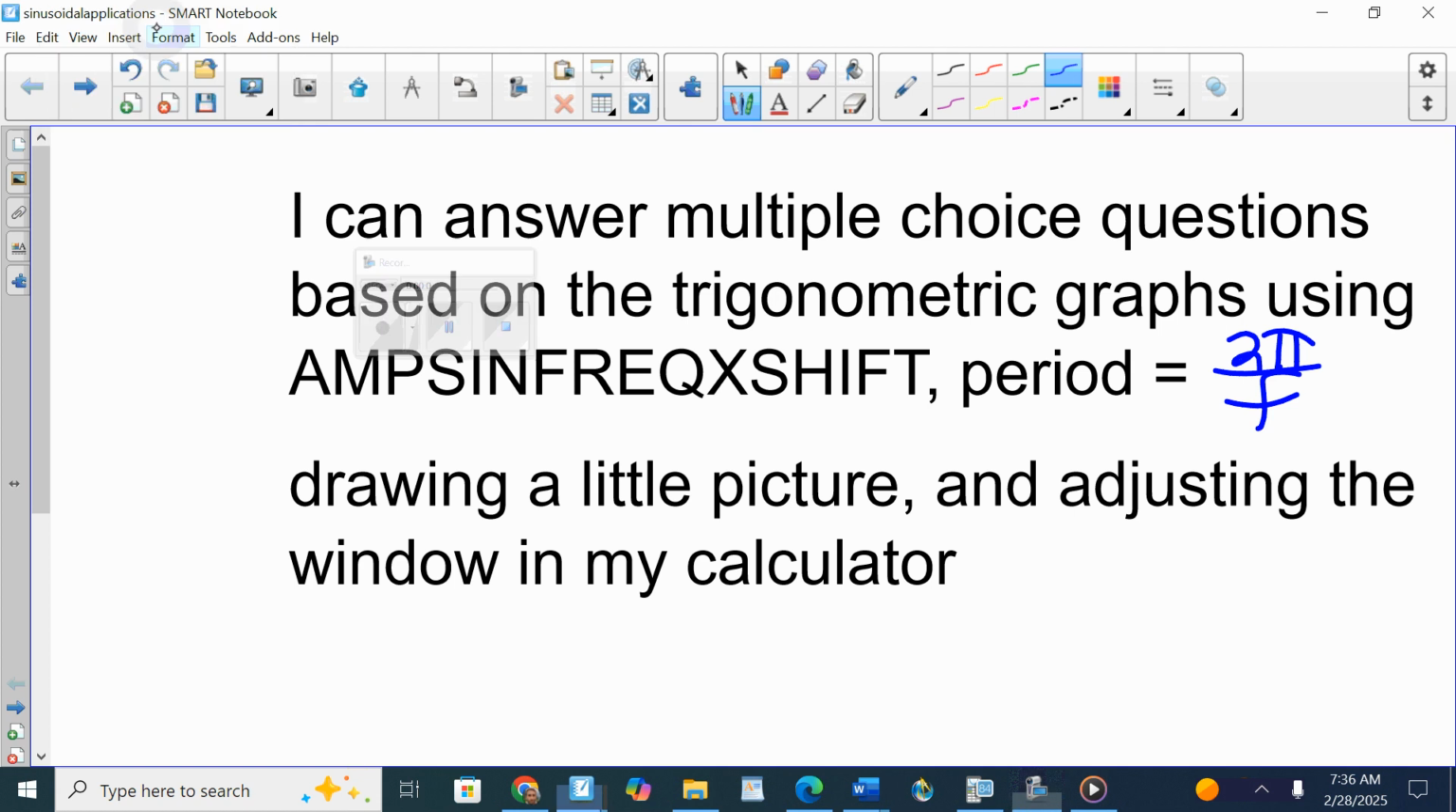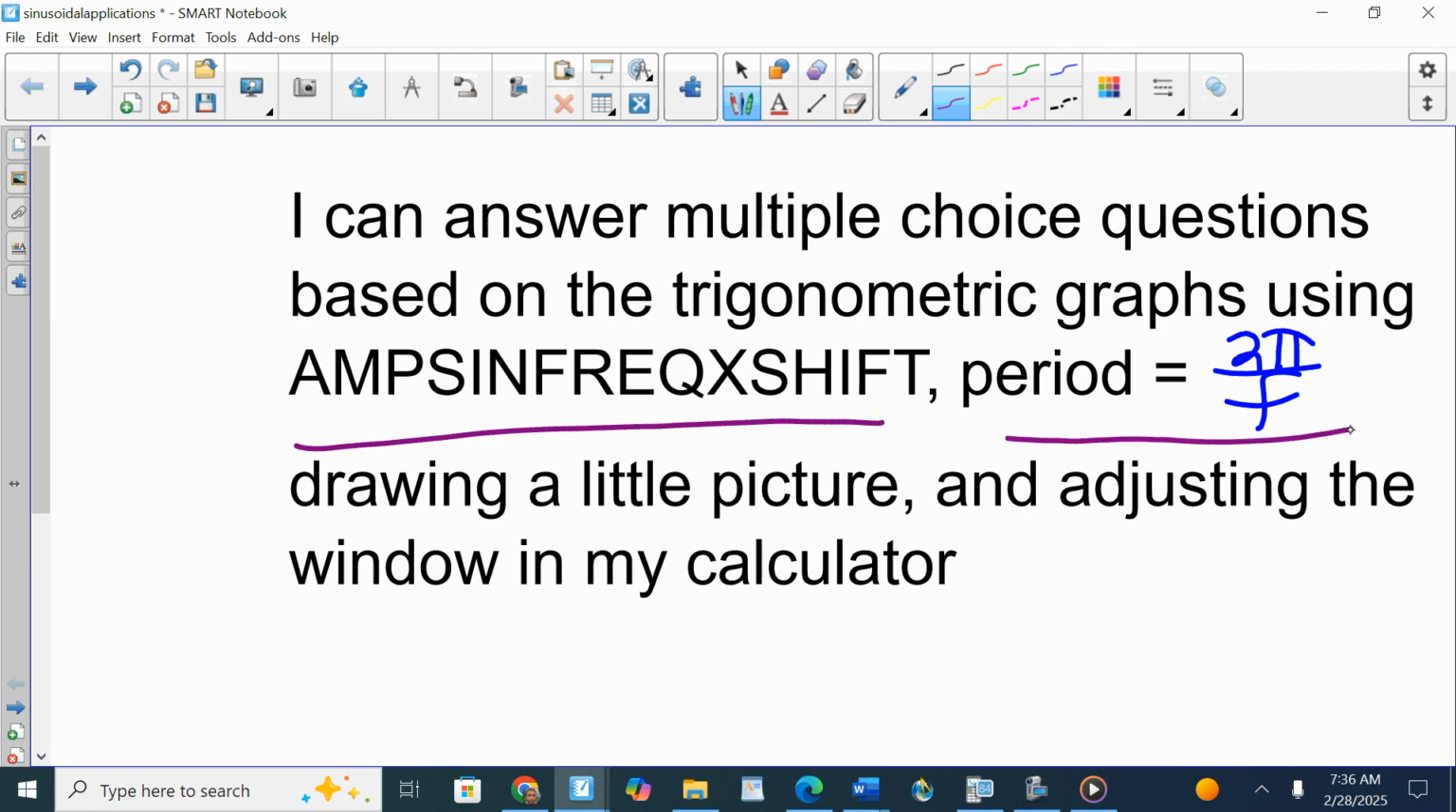Hello everybody. Now that we learned how to graph trig functions and write trig functions, now I can answer multiple choice questions based on trig graphs using amplitude, sine, frequency, shift, period equals 2 pi over the frequency, drawing a little picture, that's new, and adjusting the window in my calculator, that's new. There's a lot of different little types of questions in this lesson, which is why there's a lot in this aim. Let's get to it.